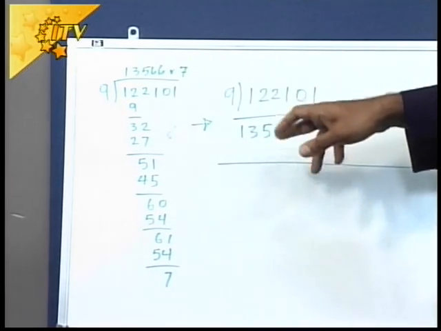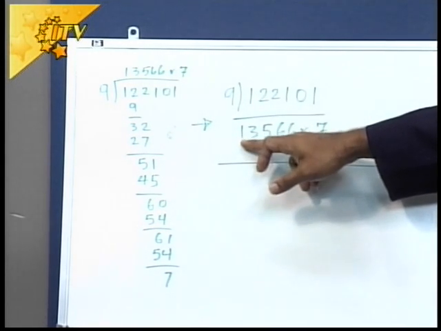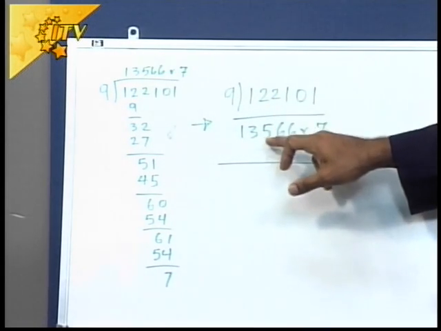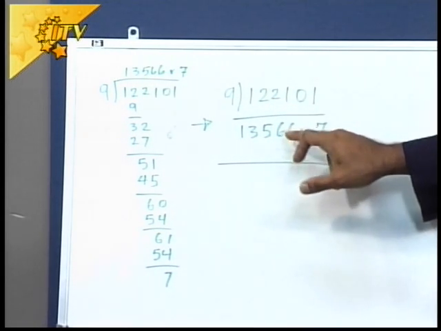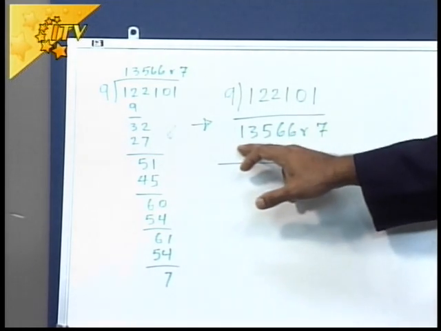But any number you want to divide by 9, you bring the first number down. Then you take that number and add it to the next number. So 1 plus 2 is 3. 3 plus 2 is 5. 5 plus 1 is 6. 6 plus 0 is 6. 6 plus 1 is 7. And the last number is always the remainder. And this is your quotient.